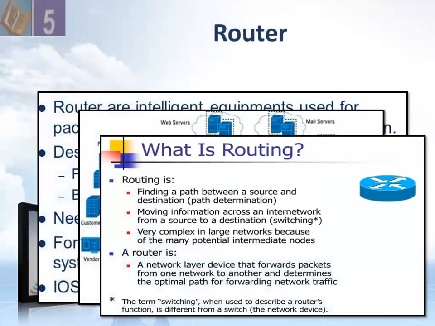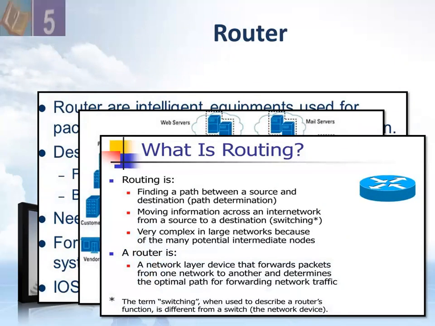So basically, what is routing? The router is used to provide the routing, to choose the best path. So what is routing? Routing is finding a path between a source and a destination, path determination, moving information across an internetwork from a source to a destination, switching. Very complex in large networks because of the many potential intermediate nodes.